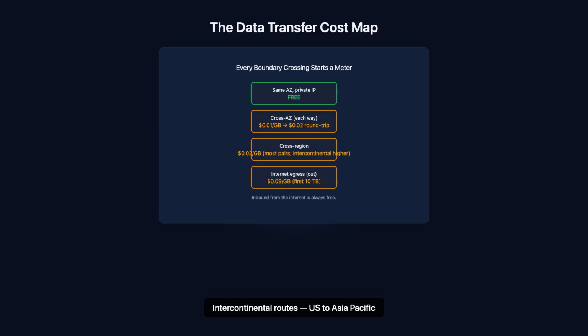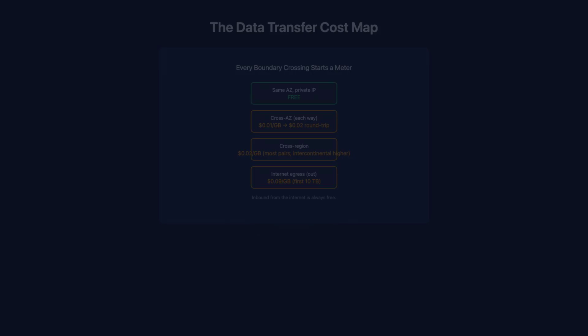Intercontinental routes, US to Asia Pacific or South America, are higher than the standard 2 cents, though still well below the internet egress rate. And leaving Amazon Web Services for the public internet is 9 cents a gigabyte for the first 10 terabytes. One thing that surprises people, inbound traffic from the internet is always free. You only pay to send data out.